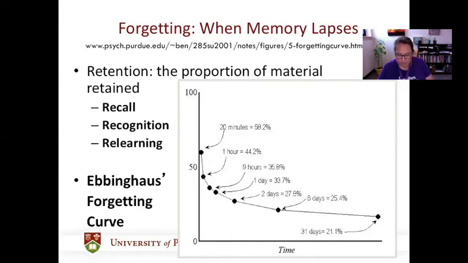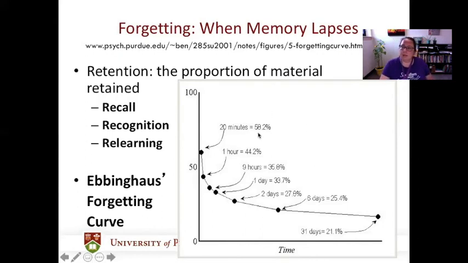Hermann Ebbinghaus studied forgetting using retention in the late 1800s. He used himself as a subject, and he found that retention and forgetting occur over time, and he plotted his data, the famous curve of forgetting. So what you'll see is a lot of people will talk about Ebbinghaus's curve of forgetting. Current research suggests that this curve is unusually steep, probably due to the fact that Ebbinghaus used nonsense words that were difficult to semantically encode.